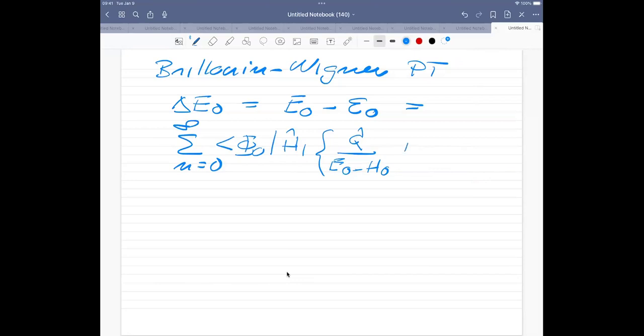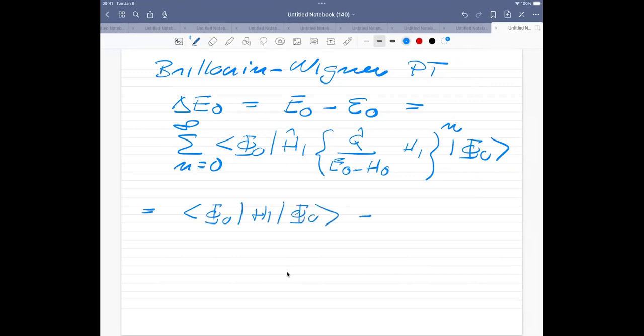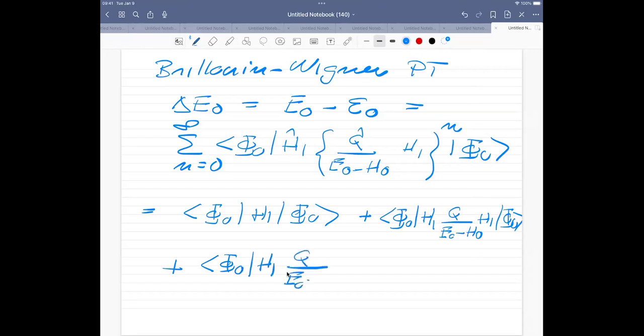So what we have then is an h of I to the power of n, multiplied by phi 0. If we write it out, what we have then is phi 0, h of I, phi 0. So this is first order perturbation theory. And then I have a plus, and now I get this new term, phi 0 h of I, then I have a q divided by E0 minus H0, h of I phi 0. And then I get higher order terms. I get a phi 0, h of I, Q of E0 minus H0, h of I, Q of E0 minus H0, h of I phi 0. And this just goes on.